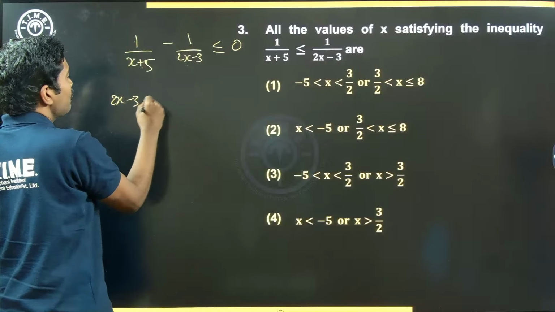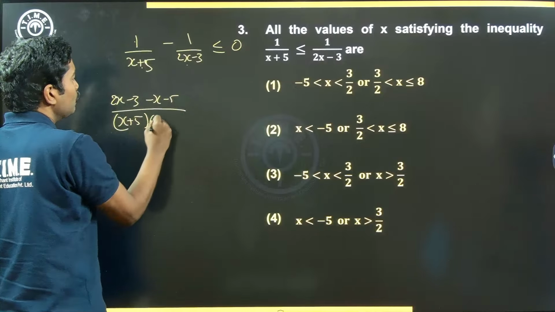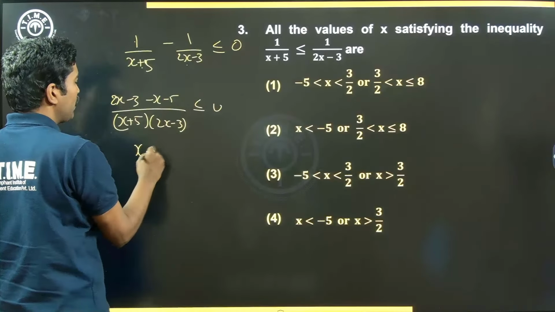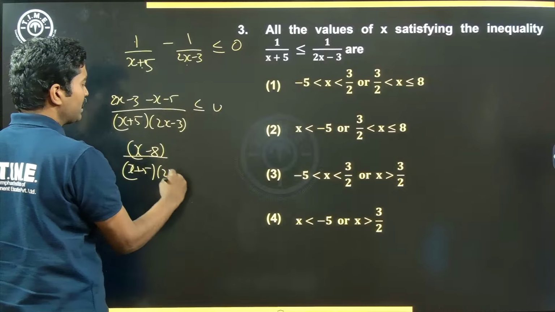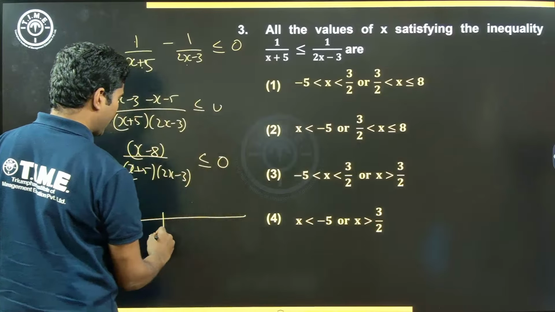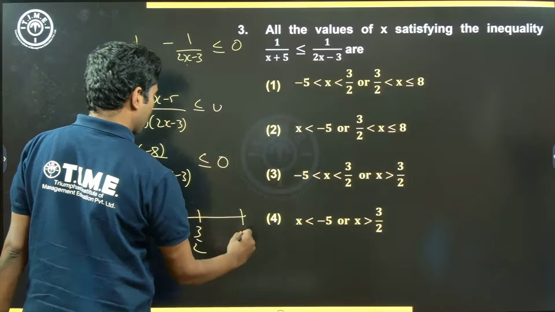2x minus 3 minus x minus 5 by x plus 5 into 2x minus 3 less than or equal to 0. So what is that? x minus 8 by x plus 5 into 2x minus 3 is less than or equal to 0. Right? Let's plot these points quickly. Minus 5, 2x minus 3 is 0, this is 3 by 2. x minus 8 is 0, x is equal to 8.